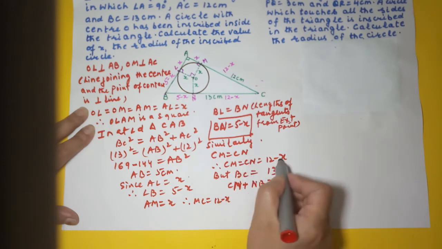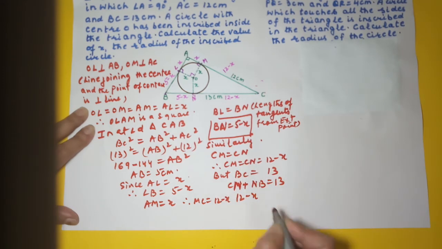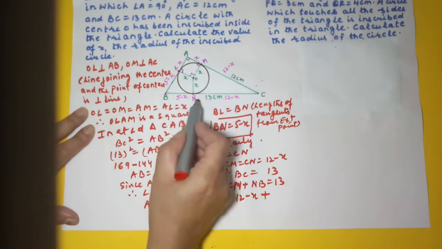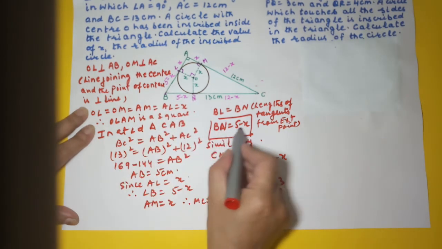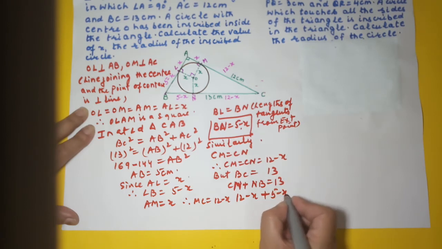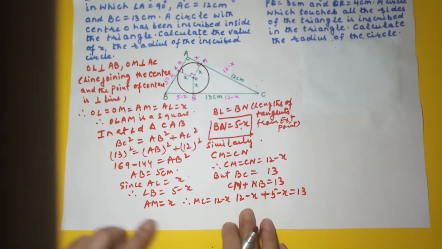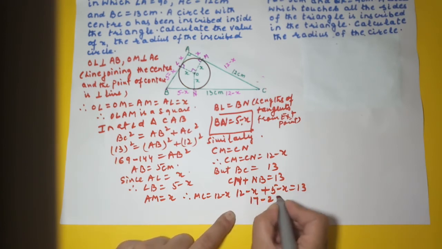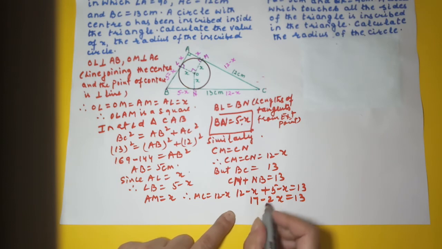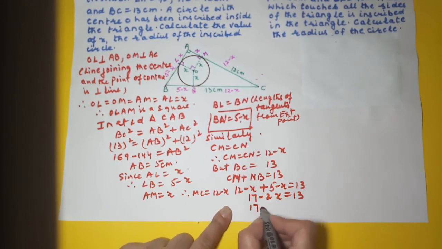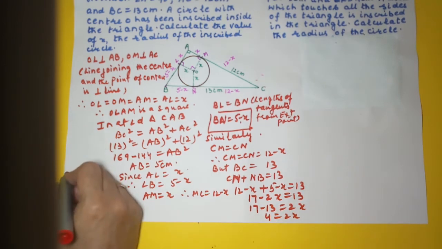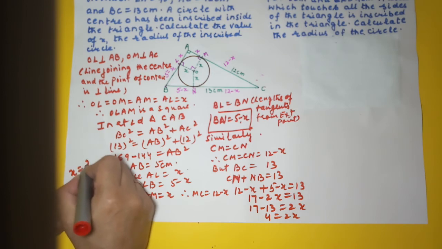What is your CN? That is 12 minus X. Plus what is your NB? You have calculated your NB, 5 minus X, equal to 30. So this becomes 12 plus 5 is 17 minus 2x equal to 30. So 17 minus 13 equal to 2x, 4 equal to 2x. So you calculated your x as 2.